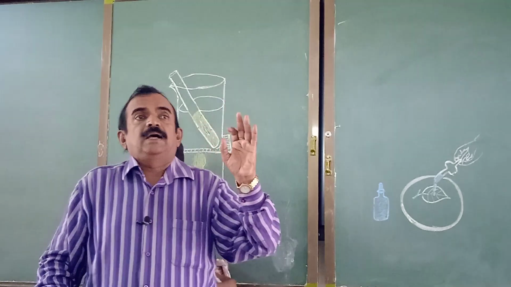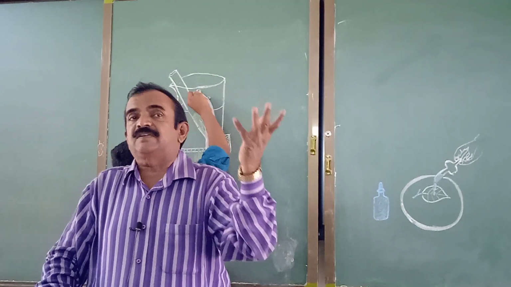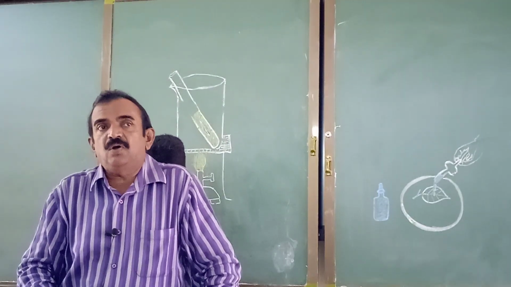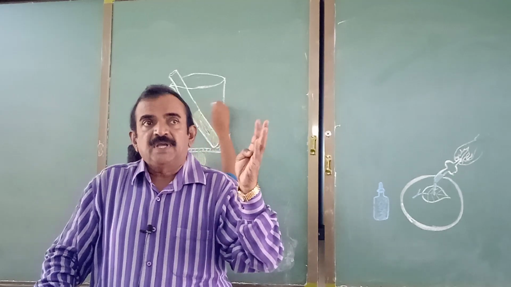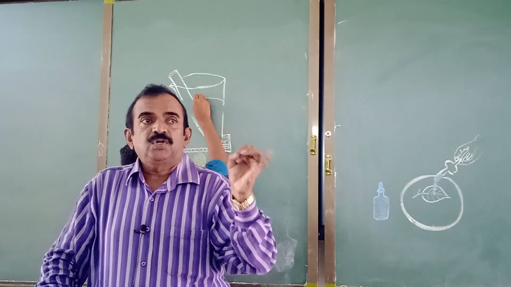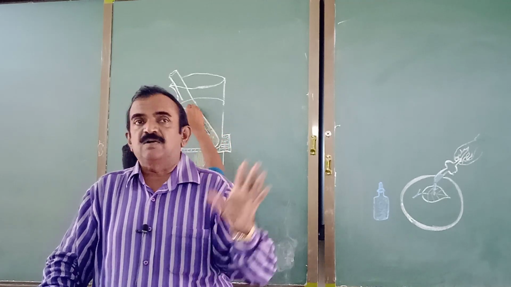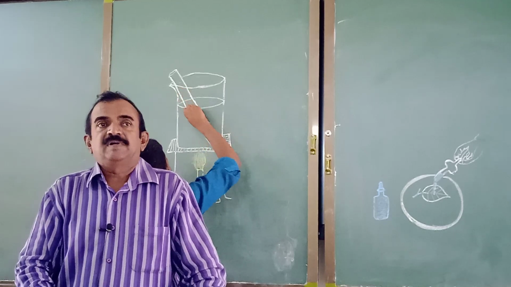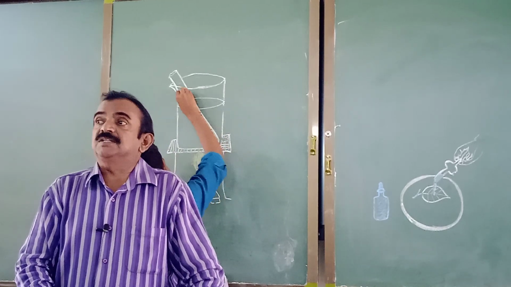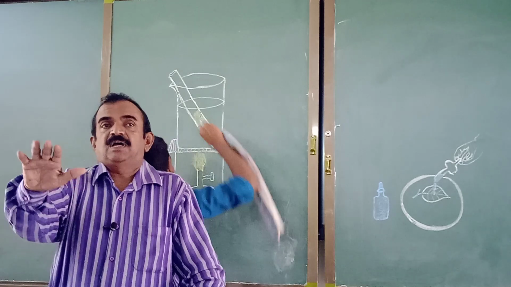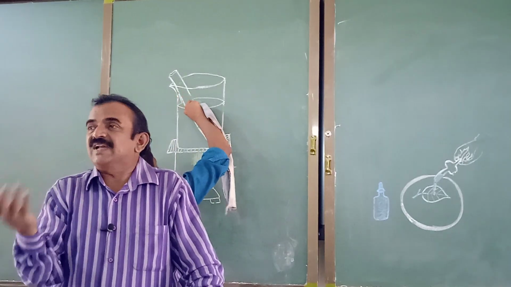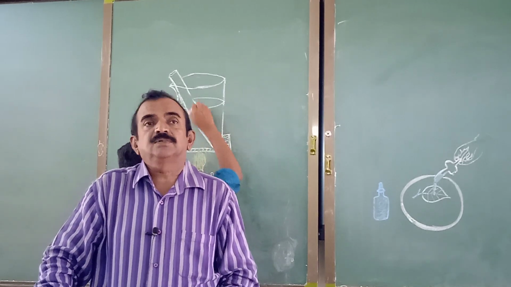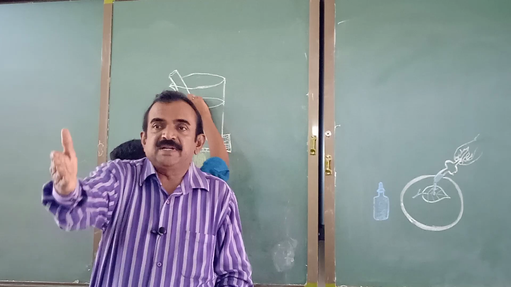So you know, to do any activity, we need to follow some steps. How many steps do we need to follow? 6. Aim, material required, precautions, procedure, observation, inference or conclusion. These 6 steps are important for writing the laboratory record.